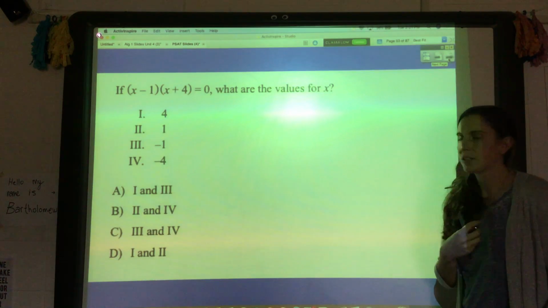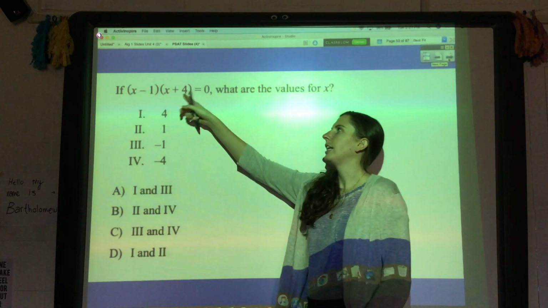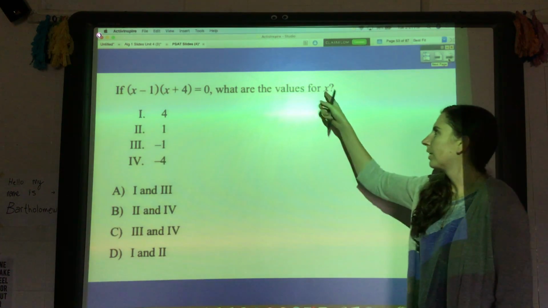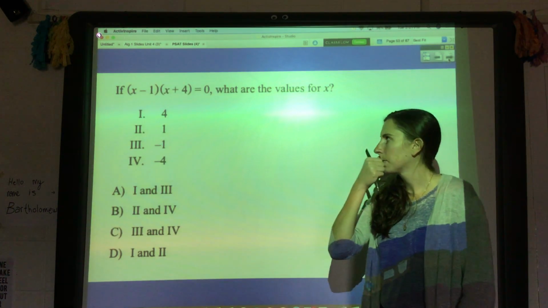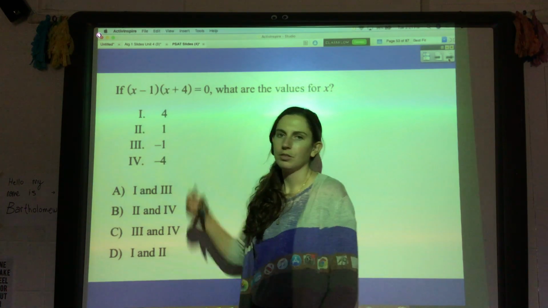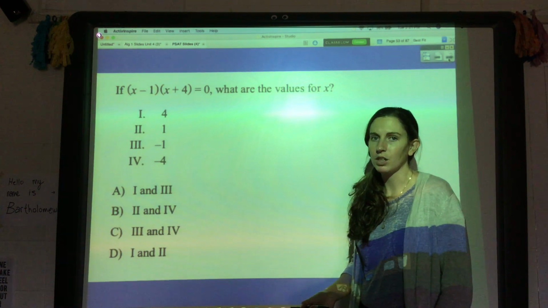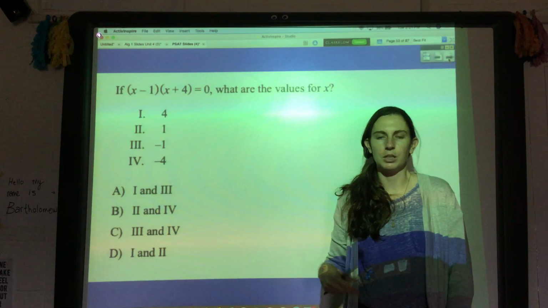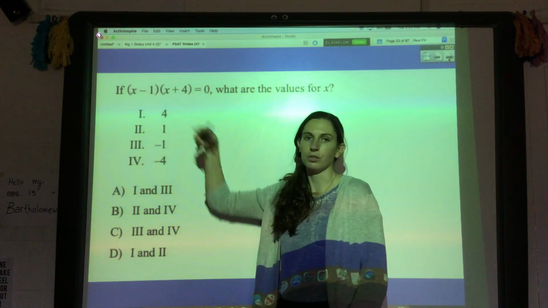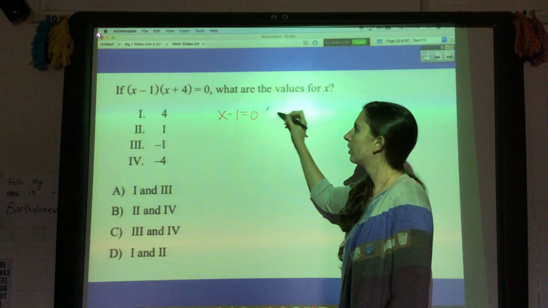All right, sometimes they might do some of the work for you. It gives you this equation here, and it wants to know what are the values of x, so solve for x. This one, it might be tempting to multiply it out, but you don't want to do that. You're trying to solve it. To solve it, you factor and then set the factors equal to 0, and it's already factored for you. All you've got to do is set factors equal to 0 and solve.